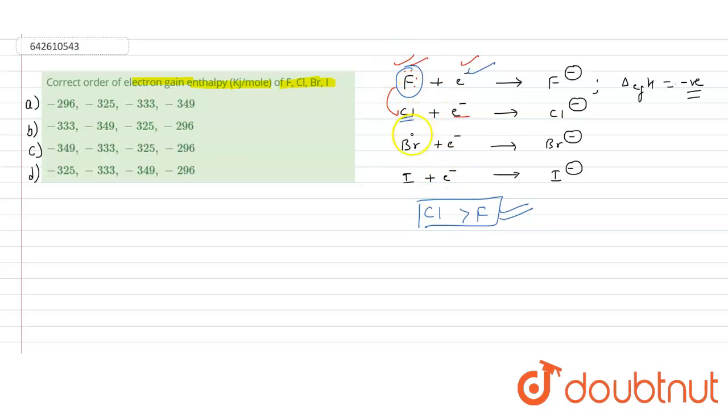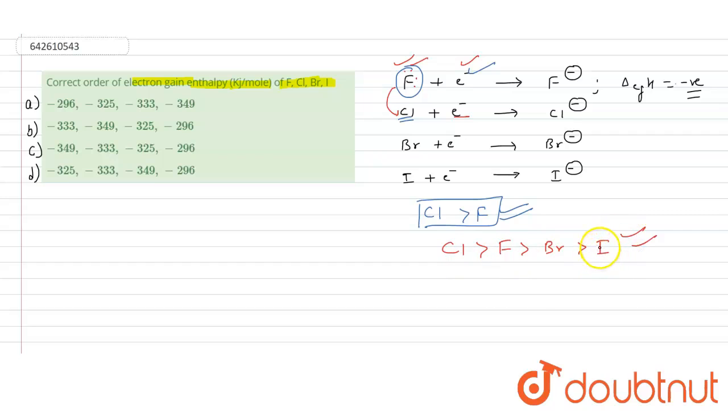That's why the electron gain enthalpy of chlorine is more as compared to fluorine. So the order will be: chlorine has the highest electron gain enthalpy, after that fluorine has less, and after that the order continues with bromine, and the least electron gain enthalpy is of iodine.